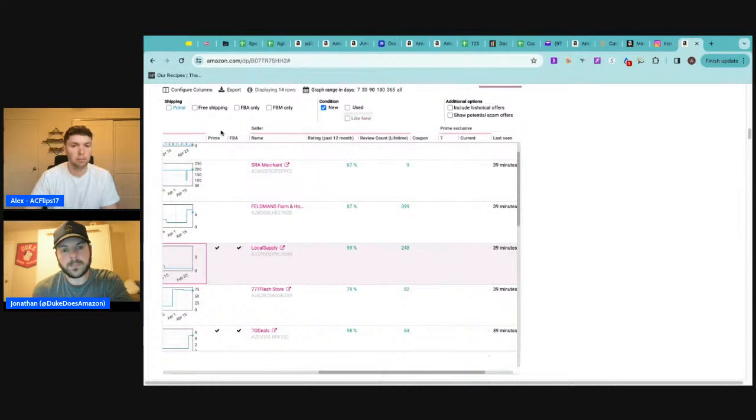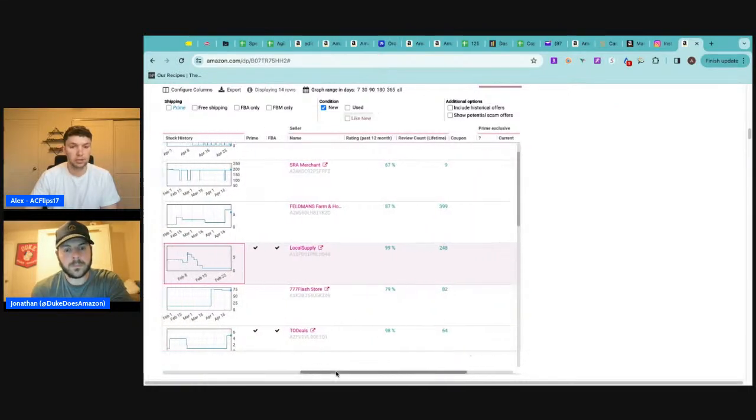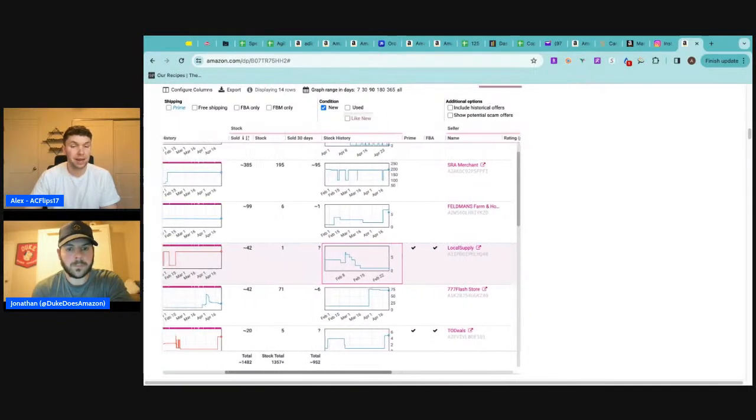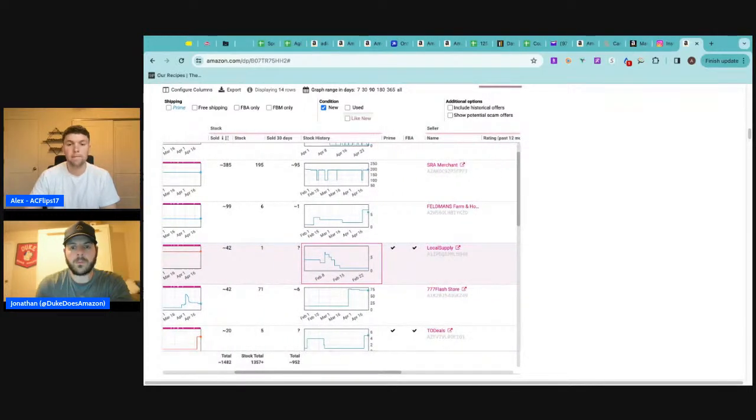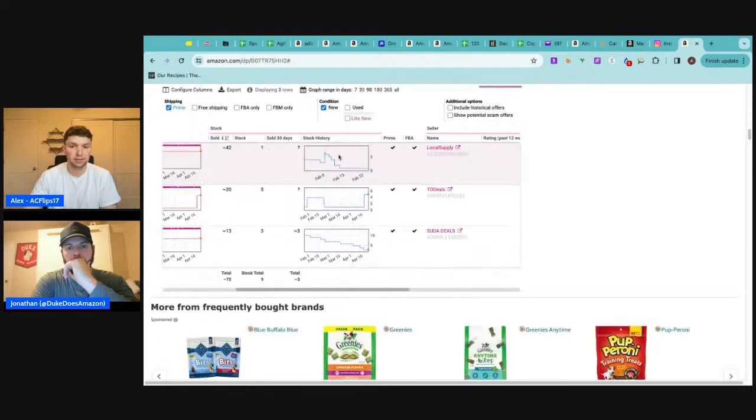Why don't we? So the Prime and FBA, right? Like we mentioned, if you want to sort by those, that's going to be your main competition on most listings. There are going to be some FBM sellers that maybe undercut the price and get the buy box share. But for the most part, FBA sellers are going to be your main competition if you're selling FBA. So sometimes it makes a lot of sense to just highlight the FBA sellers, the Prime sellers.